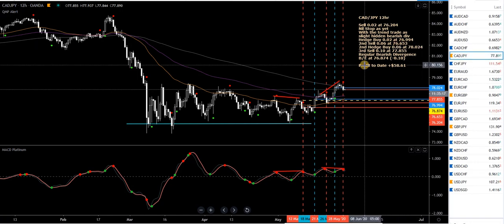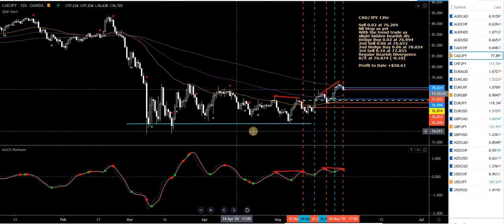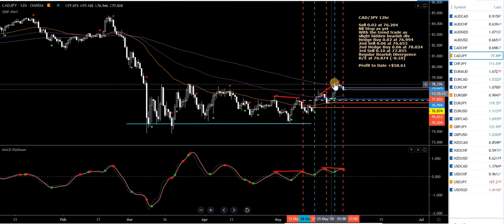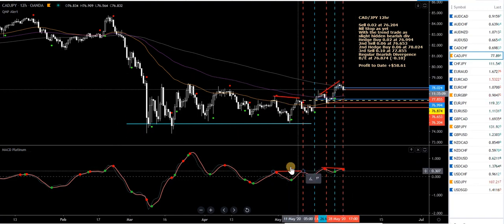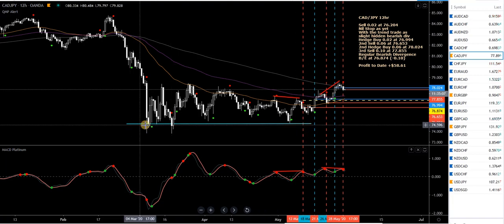CAD/JPY, the Canadian dollar, Japanese yen. This is my setup. If you see red lines, it means some sort of bearish divergence. You see blue lines, just something important like a resistance or support level.